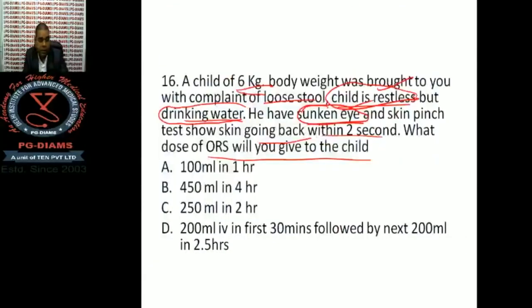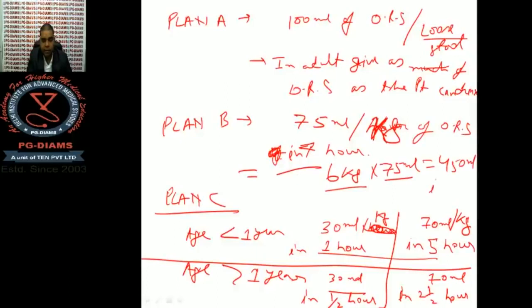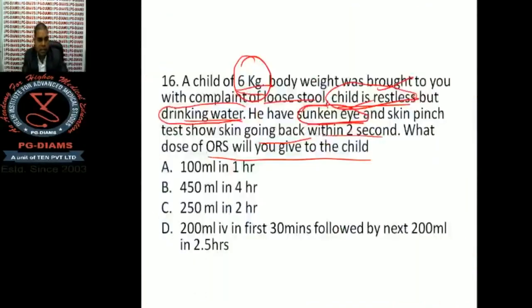So here the weight of the child is 6 kg. Total amount of fluid that is required is 6 kg into 75 ml. That will be equal to 450 ml in 4 hours. Okay, this is the fluid that you will give to this case, and hence the answer is 450 ml in 4 hours. Clear? Okay, let's move to next question.